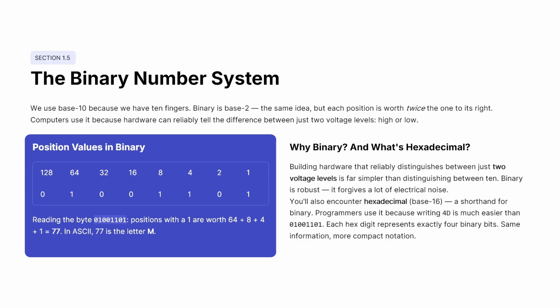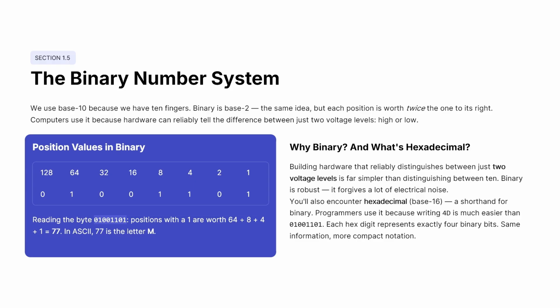Let's decode a byte together. Take 01001101. Read right to left. Position 1 has a 1, that's 1. Position 3 has a 1, that's 4. Position 4 has a 1, that's 8. Position 7 has a 1, that's 64. Add them: 1 plus 8 plus 64 equals 77. In ASCII, 77 happens to be the letter M.